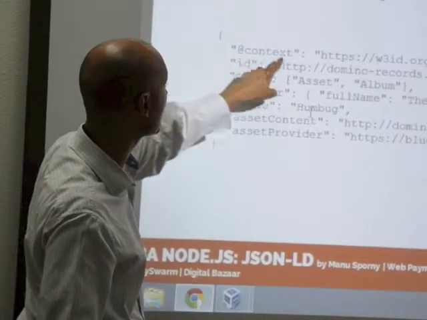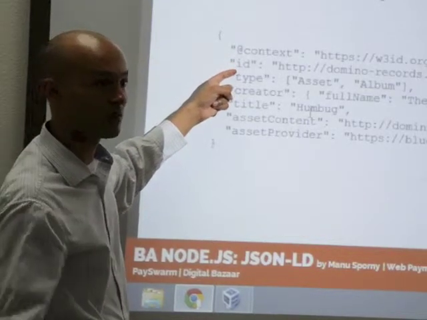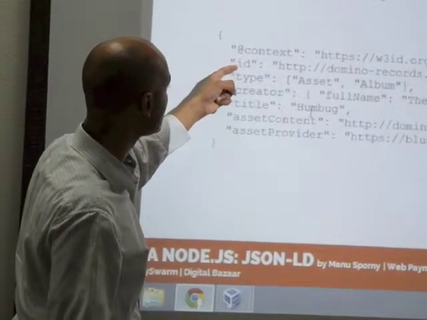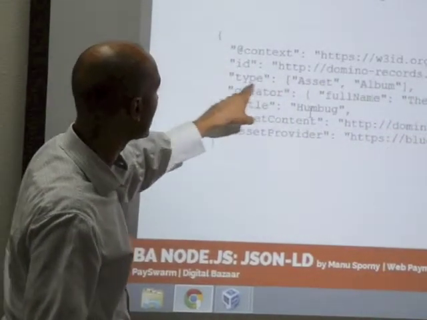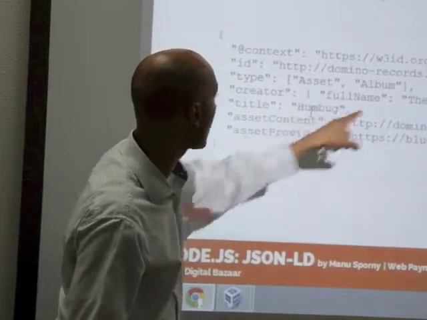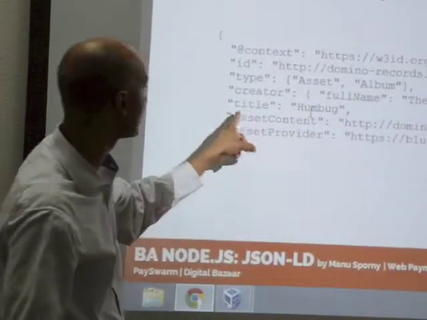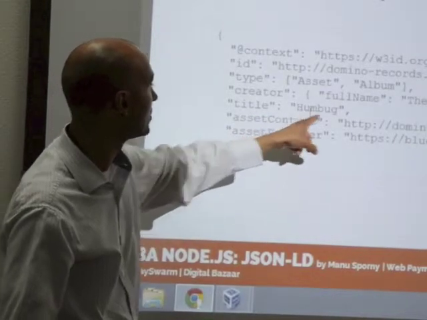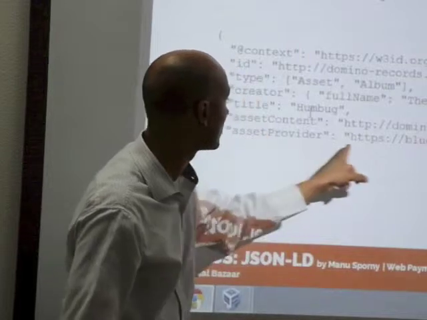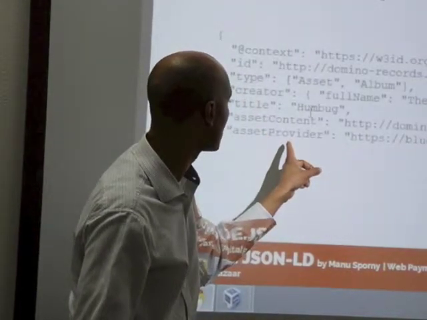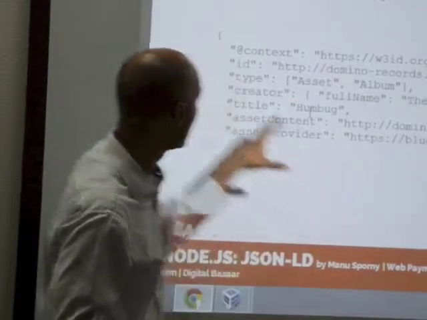So in this particular context, we've aliased @id to just ID, because it's easier for people to look at. And then this is the ID for the object that we're talking about. Its type is both an asset and an album. The creator of this is a band called the Arctic Monkeys. The title of this album is Humbug. The content is provided there. The provider, the person providing the asset for sale effectively, is this.